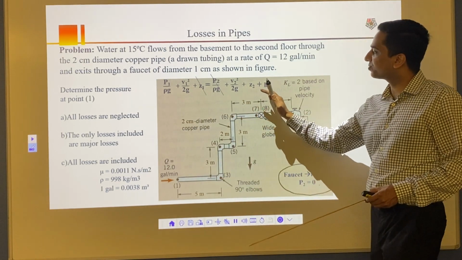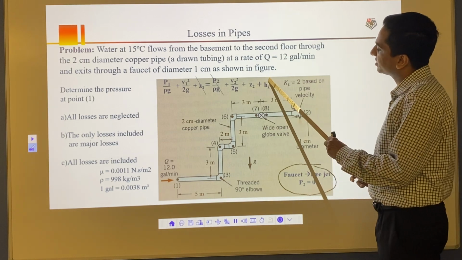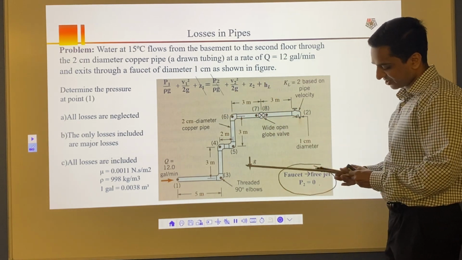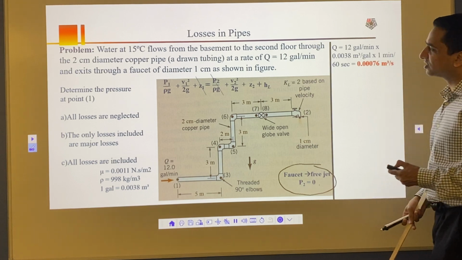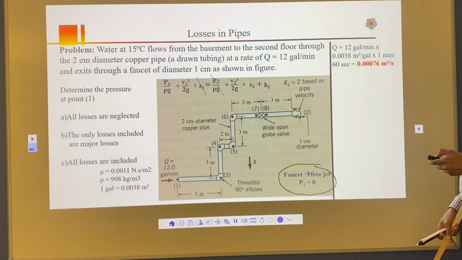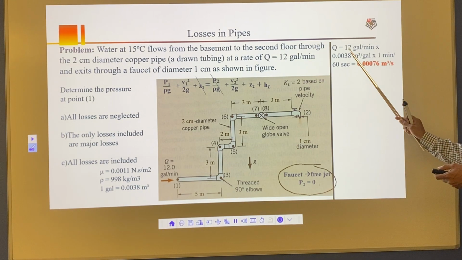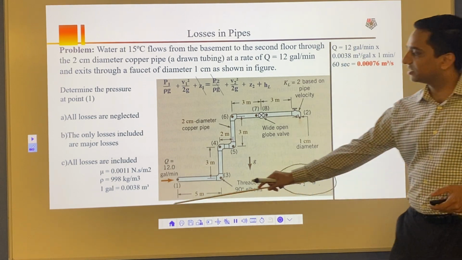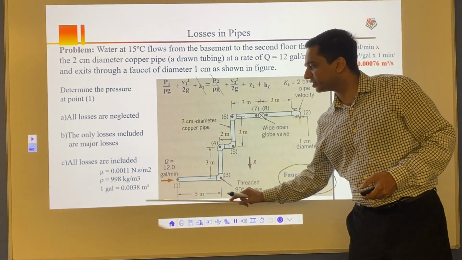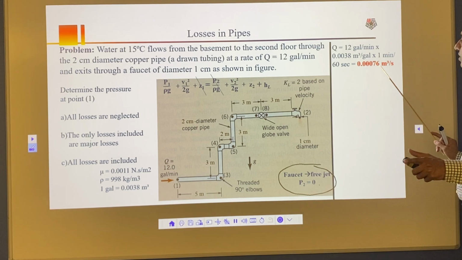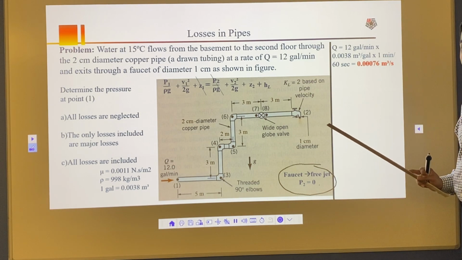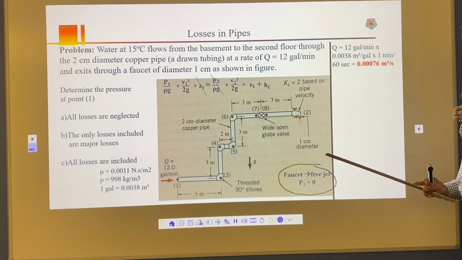And then the first part is easy. I'm not going to consider HL and then I'm going to calculate the rest. So first thing first, gallon per minute conversion into meter cubed per second. This is the conversion, 12 gallons, and 1 gallon is 0.038 meter cubed as given, so you have to convert that into meter cubed per second. This is very important. Keep your units, you should all be on the same page. Practice the problem.